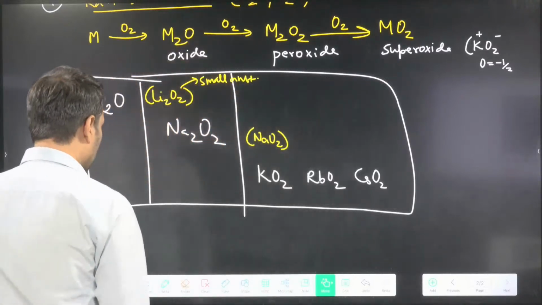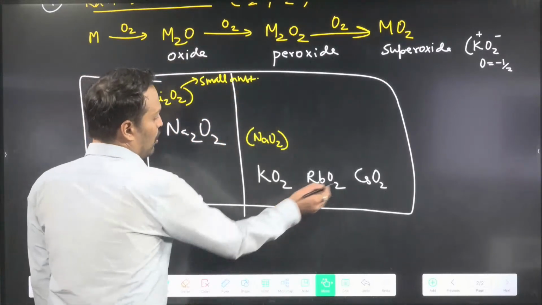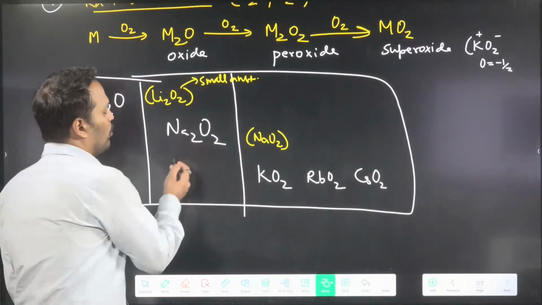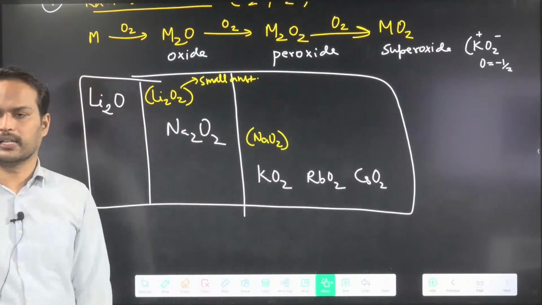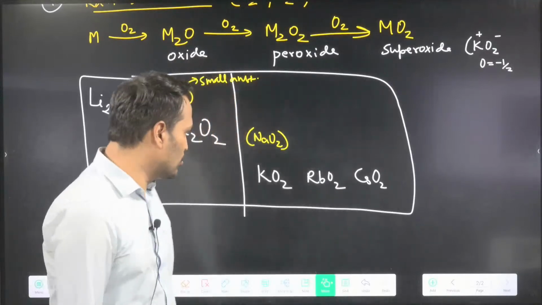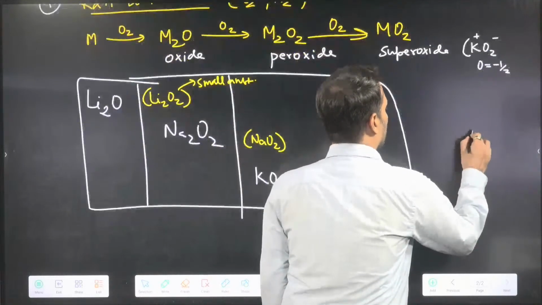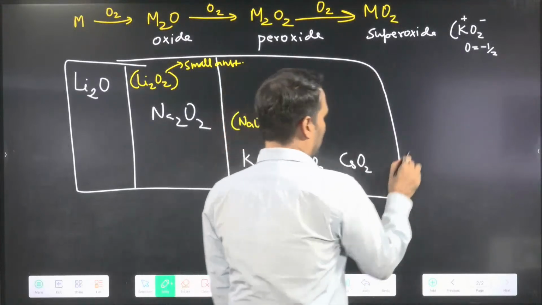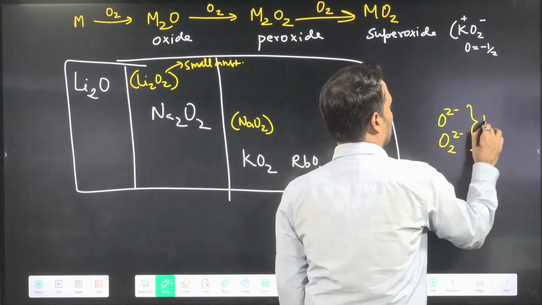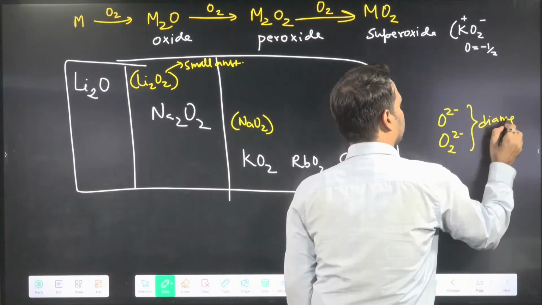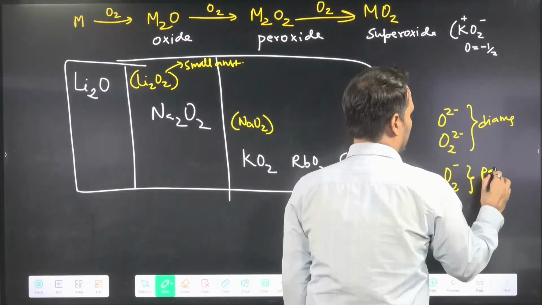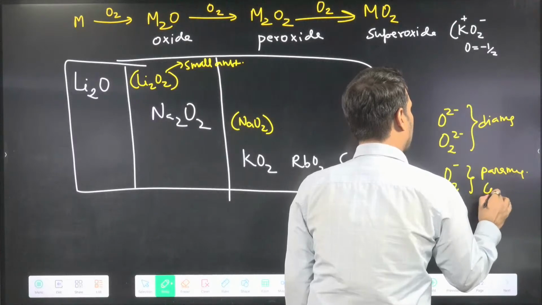Now they will ask you questions. First question: why are heavier elements forming superoxide? Second question: which is paramagnetic and which is diamagnetic? Third question: tell about the colors. So we know a few things now. Look, this one is your oxide, this one is your peroxide. Both are diamagnetic. O2 minus, this is your superoxide, and this is paramagnetic. So it is paramagnetic and colored.